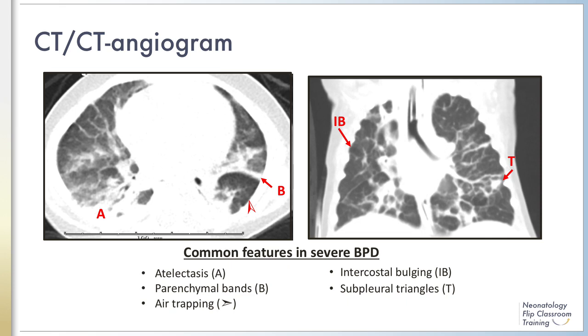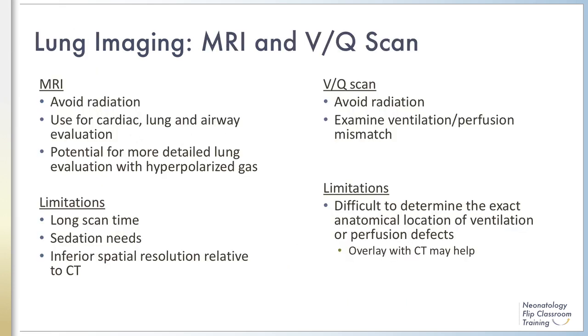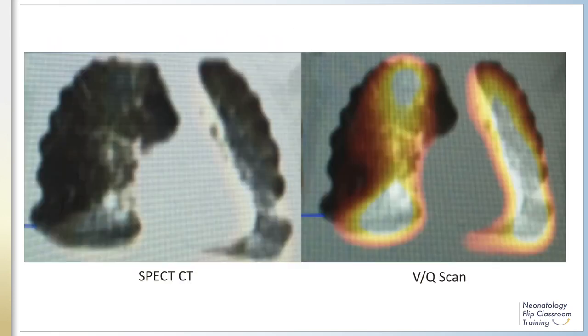bulging, and subpleural triangles. Several other imaging modalities are also used to evaluate lung disease, each with its own advantages and limitations. However, data to support the utility of these modalities in the BPD population are limited, and techniques suitable for these patients are still being developed. Please pause the recording and review the use and limitations of these imaging modalities. Nevertheless, these imaging tools can be helpful in certain difficult cases, like in this patient with a severely hyperinflated right middle lobe.